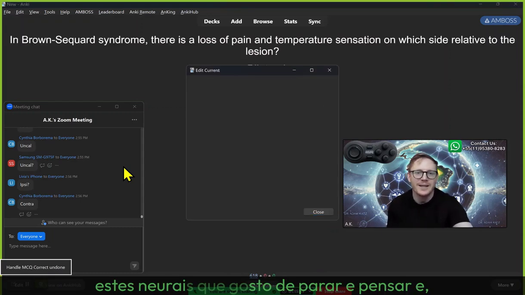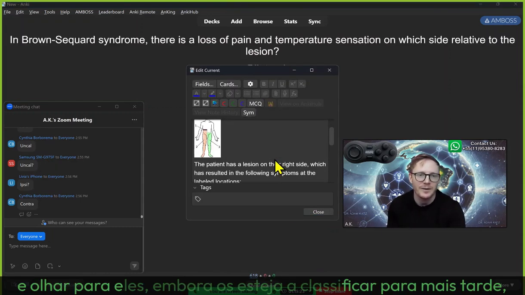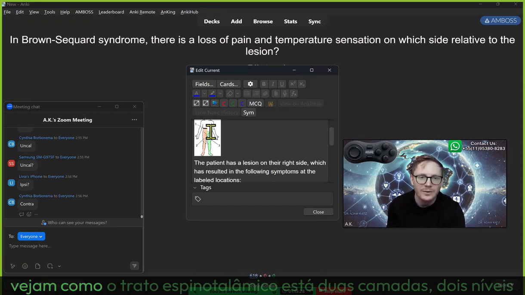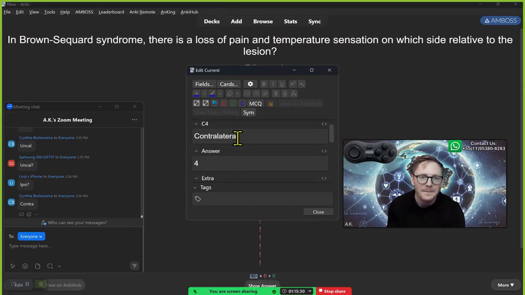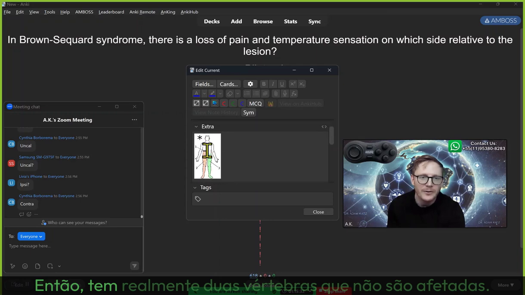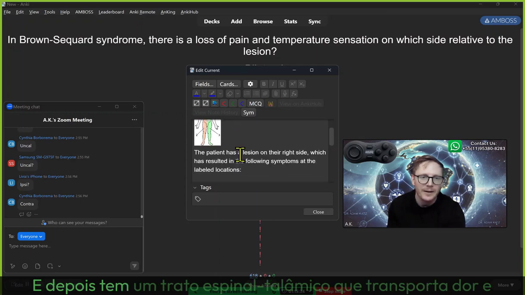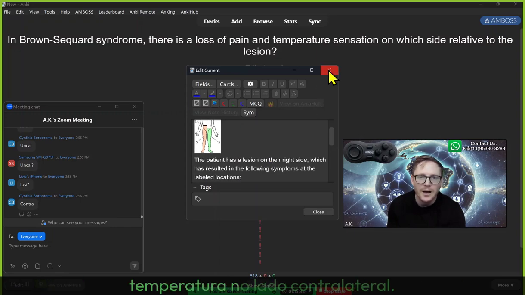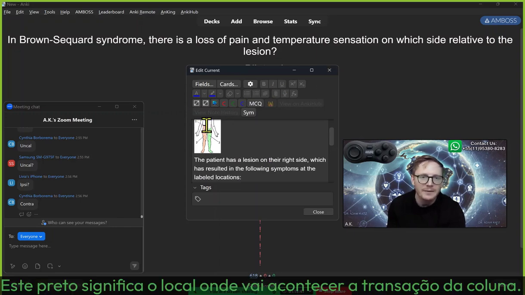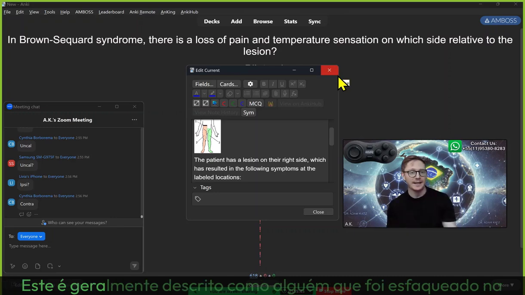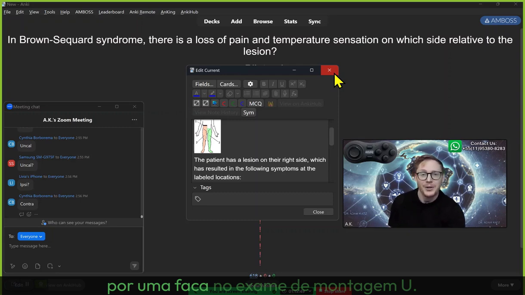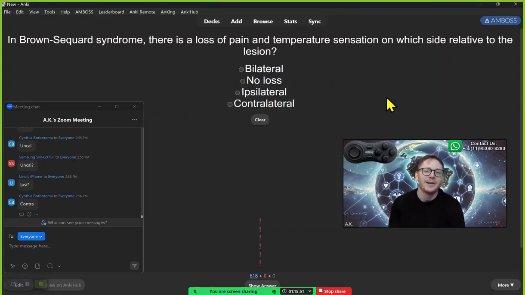These neural ones I like to stop and think and look at, even though I'm sorting them for later. Because look how the spinothalamic tract is 2 levels down. So you actually have two vertebral levels that are unaffected, and then you have the spinothalamic tract that will carry pain and temperature on the contralateral side. This black signifies the place where the transection of the spine will happen. This is often depicted as someone got stabbed in their spine by a knife on the USMLE exam. Usually that's how they describe it.